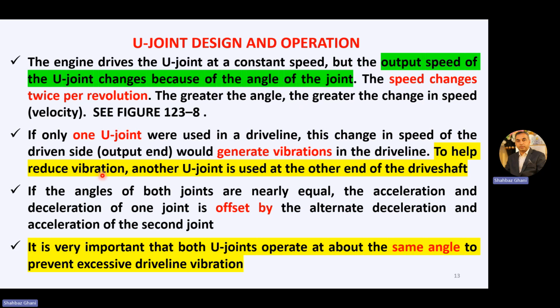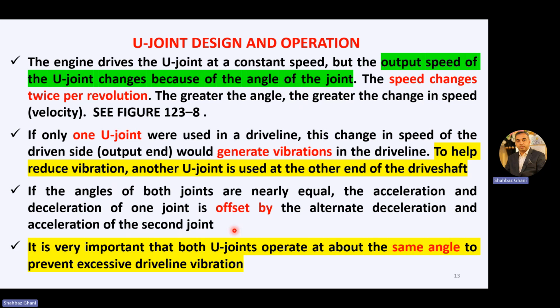To help reduce vibration, another U-joint is used at the other end of the drive shaft. So if we use only one U-joint, it will create a lot of vibration, and to minimize those vibrations, we use another U-joint at the other end of the drive shaft. If the angles of both joints are nearly equal, the acceleration and deceleration of one joint is offset by the alternate deceleration and acceleration of the second joint.